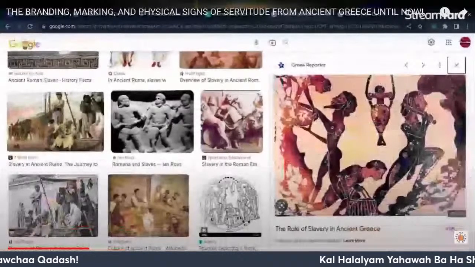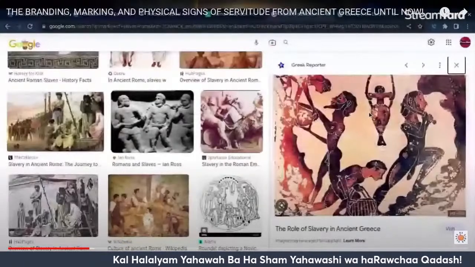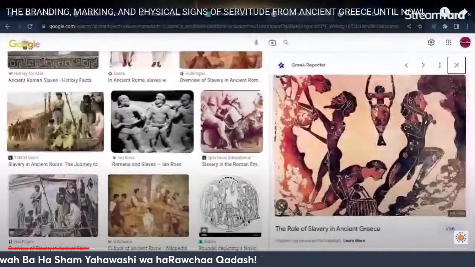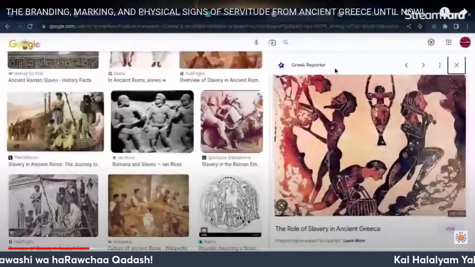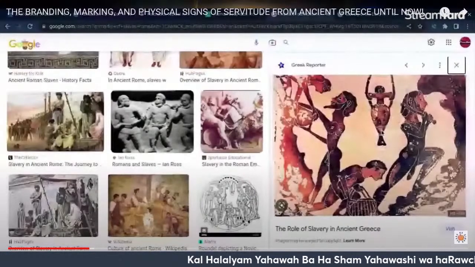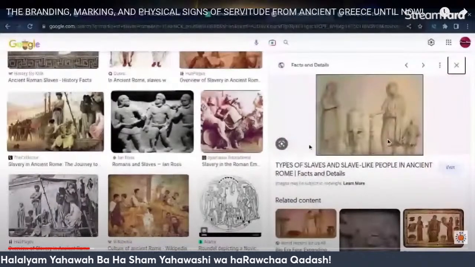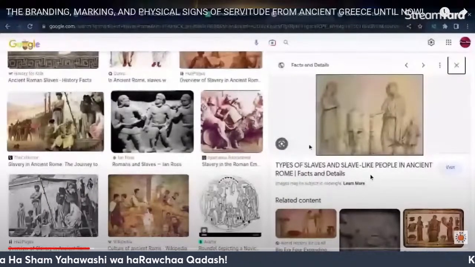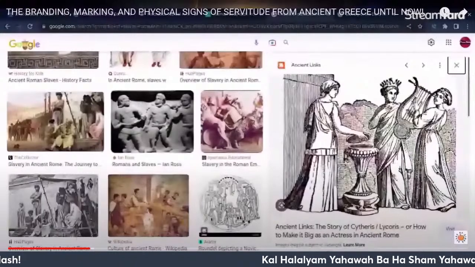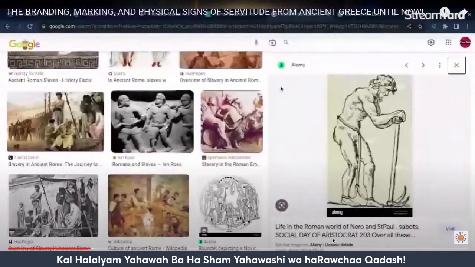All right, more slaves bearing water, pitching water with tats on them. And as you can see, they're completely naked, which was a normal custom in ancient Greece. It says the role of slavery in ancient Greece. They got all these brands on them, on their flesh. Types of slaves and slavery in ancient Rome. So you can see the story of Cytheris, Roman world, life in the Roman world of Nero and St. Paul.